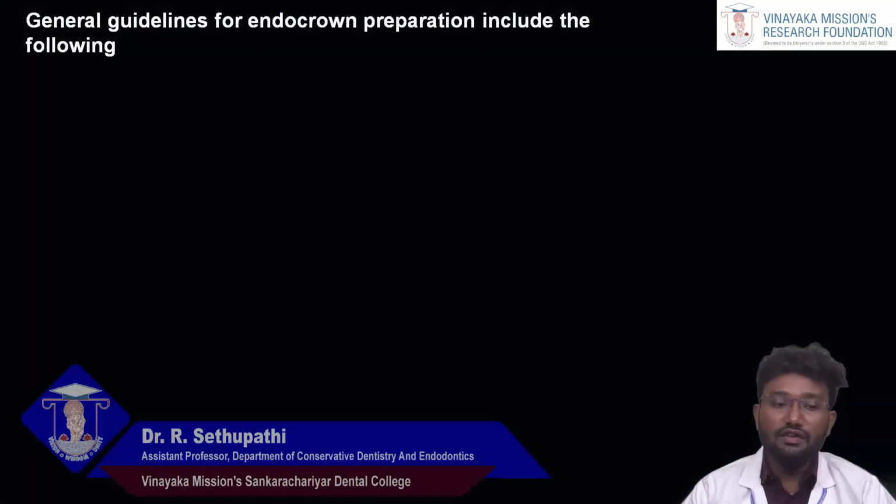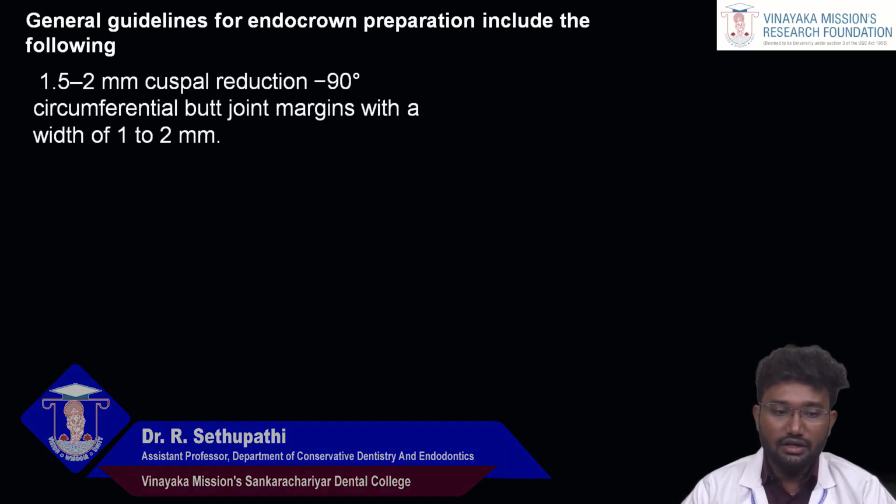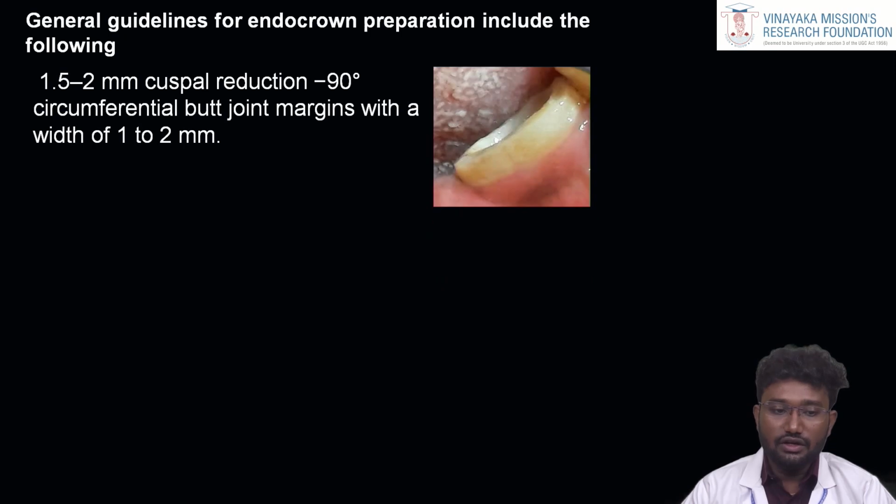Next, we will discuss the guidelines for endocrown preparation. I will explain in detail. First, we require 1.5 to 2 mm of cuspal reduction. As shown in the image, the cusp should be reduced by 1.5 to 2 mm. This is the height of the crown which is going to be placed, and there should be a 90-degree circumferential butt joint margin with a width of 1 to 2 mm.